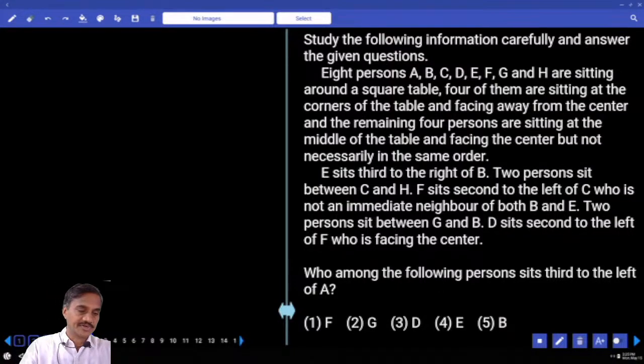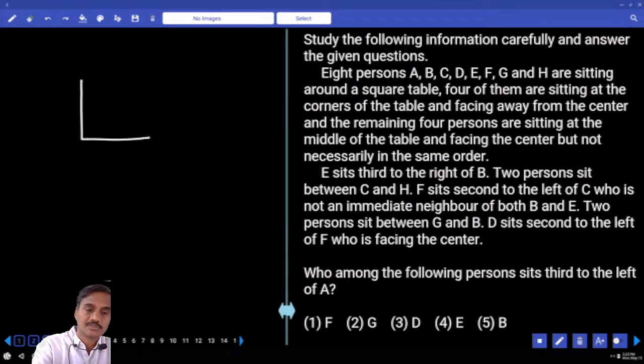Now paper number 22, RRB Clerk Prelims. Now in this one, question numbers 1 to 5. Now these are only 4 questions. 1 to 4 are based on a circular table, where 4 persons are at the centers and 4 at the corners.